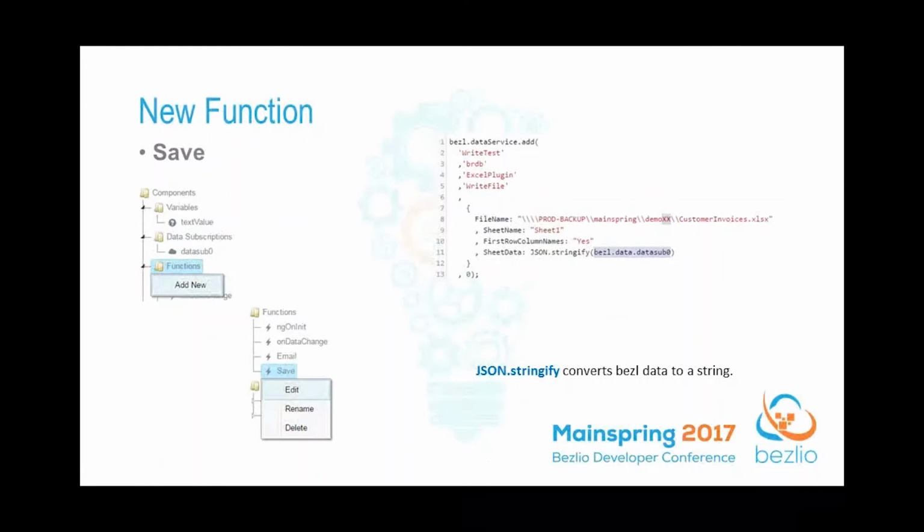Now we do the home stretch here, but we do need to make some changes here. For the file name, we want to change it, and notice here we need to literally identify the backslash. So that's why we have the four slashes here. So you might be able to strategically use what's there, but we want to change the file name to prod-backup, Mainspring, and then demo to match your folder, and then customer invoices.xlsx.